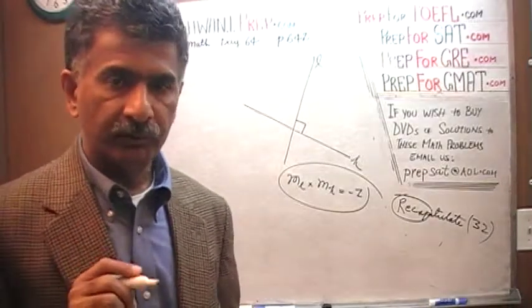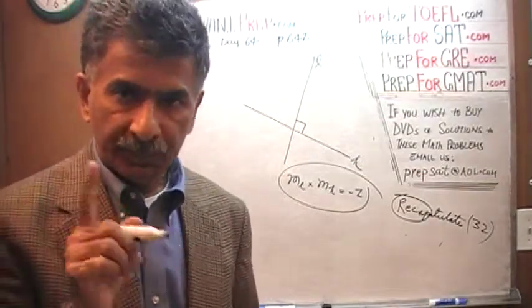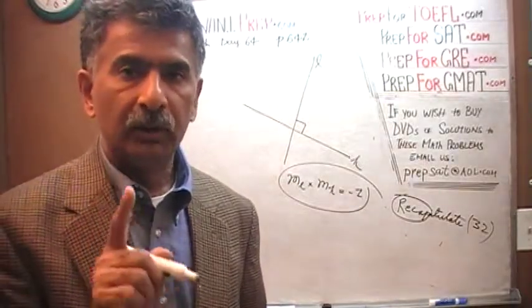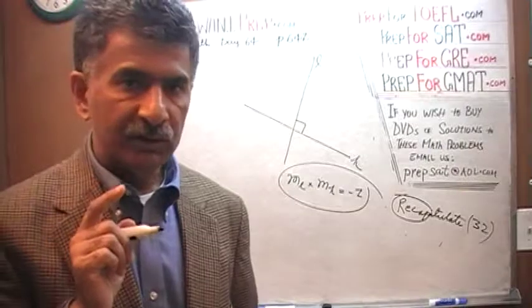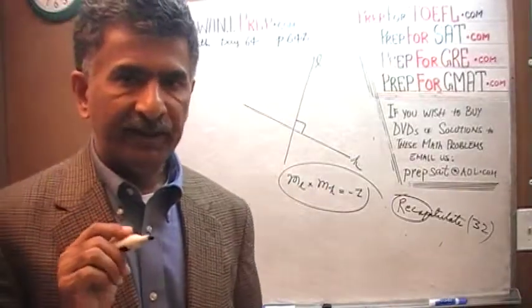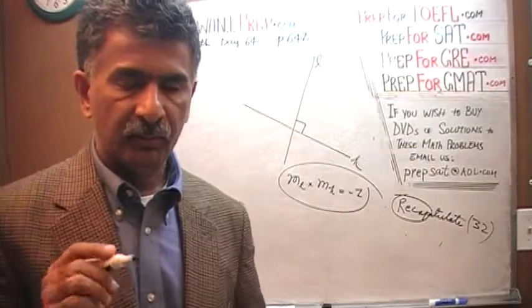I'm going to say it one more time slowly. When two lines are perpendicular to each other, then the product of their slopes equals -1. Now this is something you must know. You have to know by heart. There are many facts of arithmetic and mathematics that you have to know by heart.